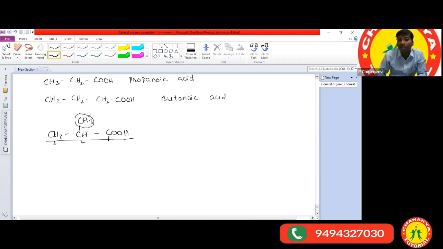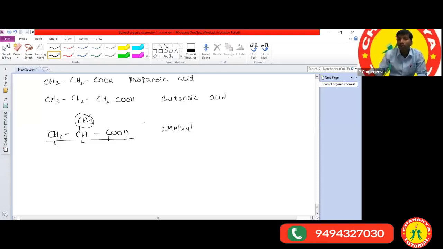Okay, so the methyl group is attached to which carbon atom? Second carbon atom. If it is attached to the second carbon atom, how can we write the IUPAC nomenclature? First we have to write the prefix. Prefix, root word, suffix. In this one, what is the prefix? 2-methyl.